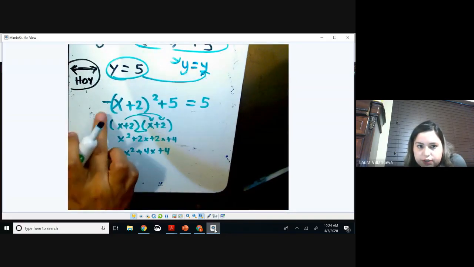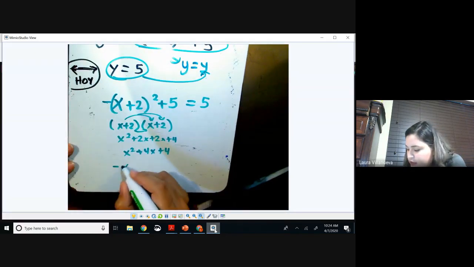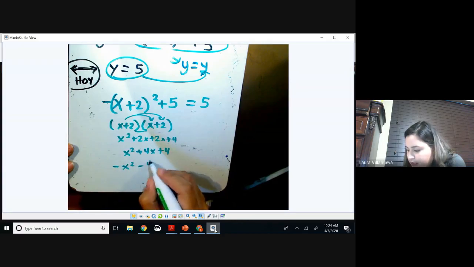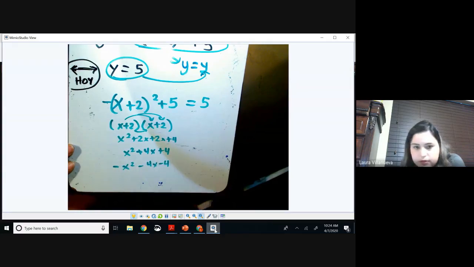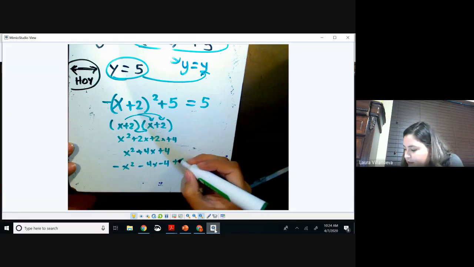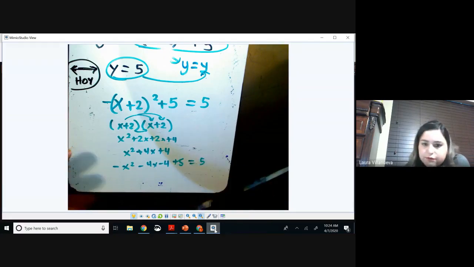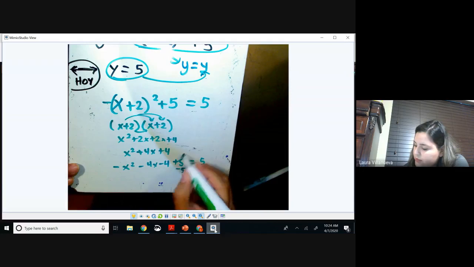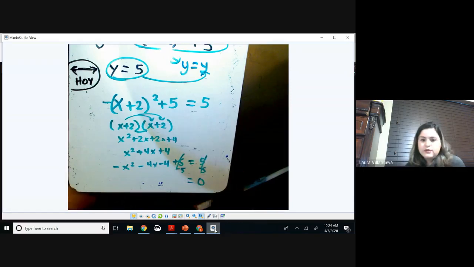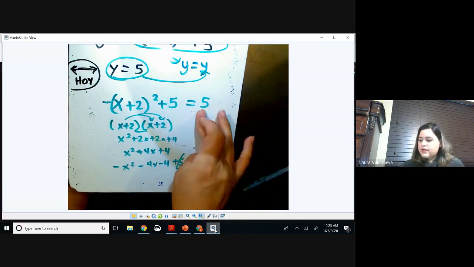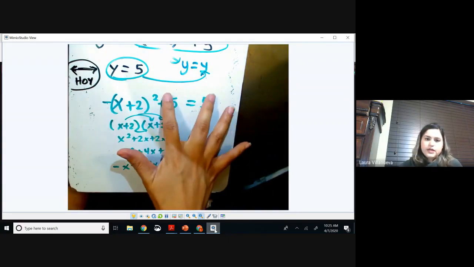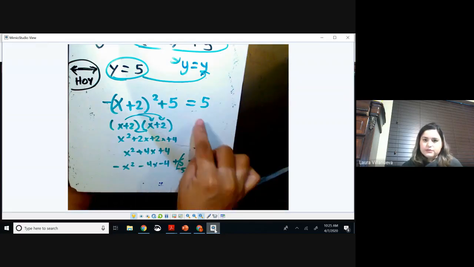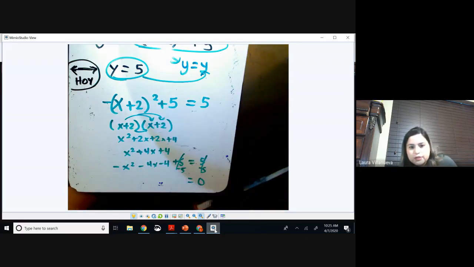Remember, you have a negative here. So it'll be negative x squared minus 4x minus 4. And then plus 5 equals 5. Now from here, I don't know if you noticed this, but these pretty much cancel already. And you could have done that from the very beginning. Minus 5, the 5s are going to cancel. This is 0 now because we moved the 5 over. So then I have negative x squared minus 4x minus 4 equal to 0.